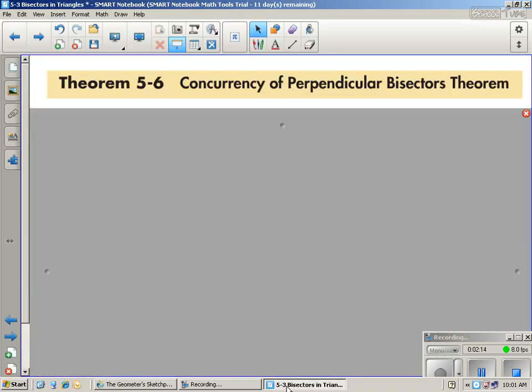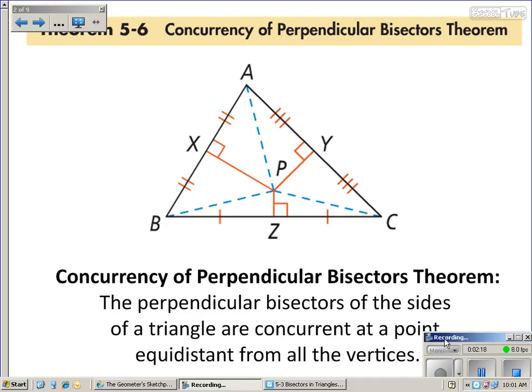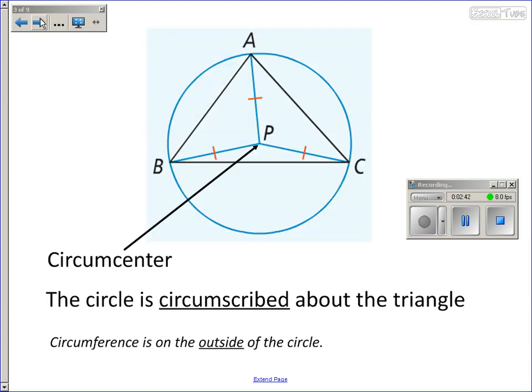So let me show you the perpendicular bisector theorem. It says that the perpendicular bisectors are concurrent. It says the perpendicular bisectors of the sides of the triangle are concurrent at a point equidistant from all the vertices, meaning the same distance from all the vertices. And that's the concurrency of perpendicular bisectors theorem. Like I mentioned before, that point of concurrency is called the circumcenter.